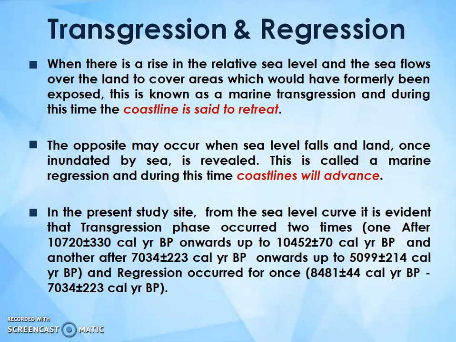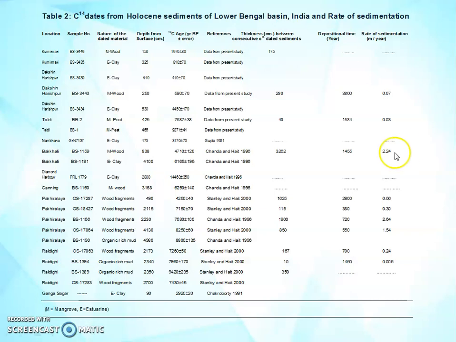From this graph we can see that in transgression the coastline is said to retreat, and in regression the coastline will advance, and this has occurred rigorously in this present study site. And how sea level change is related to the coastline is a big question, and that question has been answered by the presentation of the rate of sedimentation of specific locations. Here we can see the depositional time and the rate of sedimentation, which show how the sea level rises or falls, whatever it may be, it is sea level change. It is directly proportionally related to coastline change.